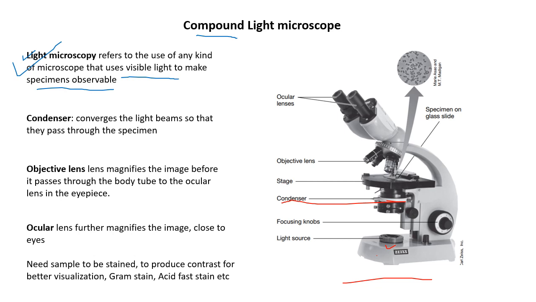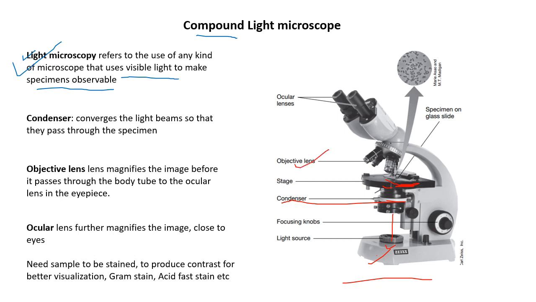It is going to converge the light beam, so this light beam will pass through the specimen. This is the light source and this is the condenser. This light will reach the condenser, and the condenser will make it converge onto the specimen. This is the stage, and you can see here a slide with the specimen. So the condenser will send the light to the slide, and after passing through the specimen on the slide, light reaches the objective lens.